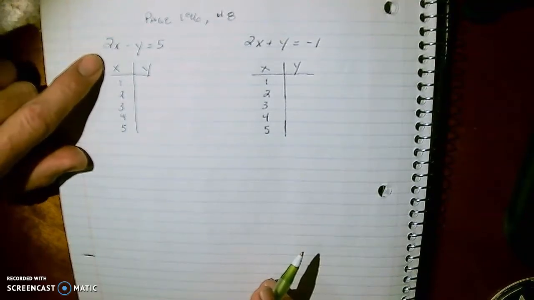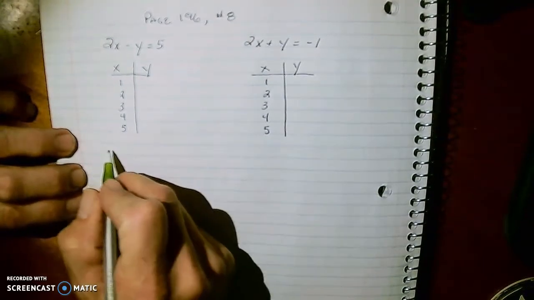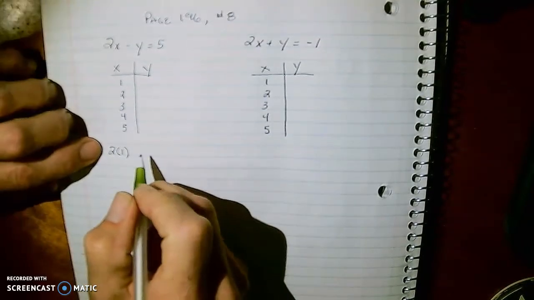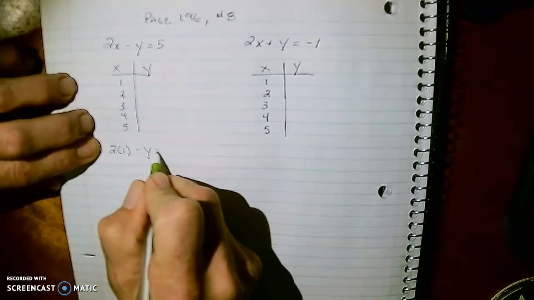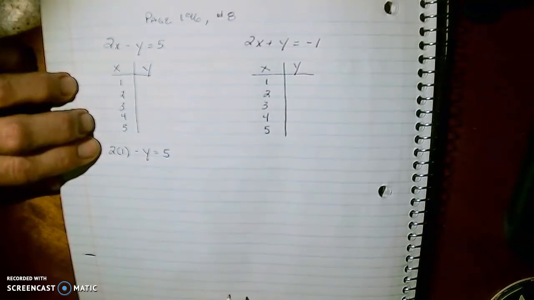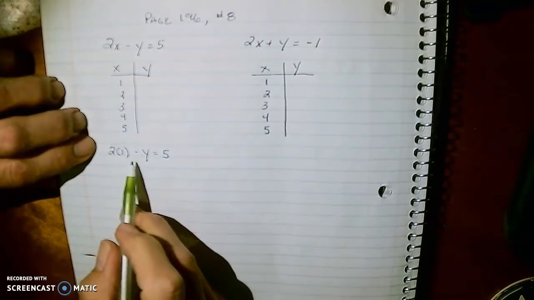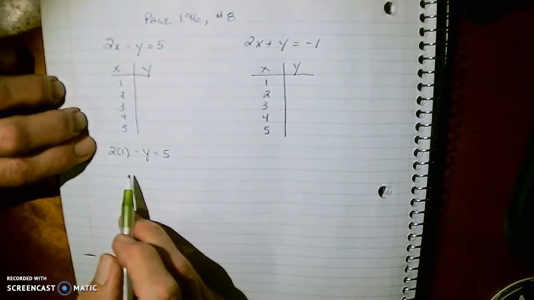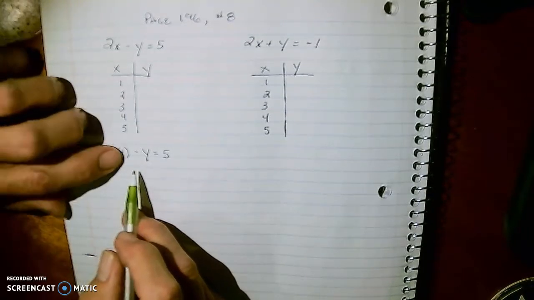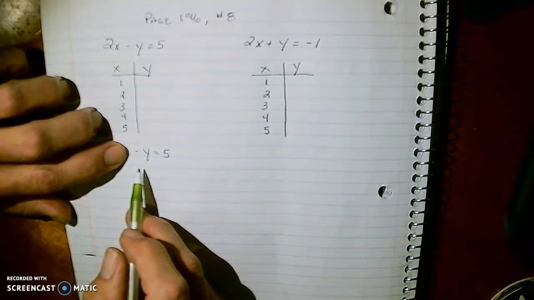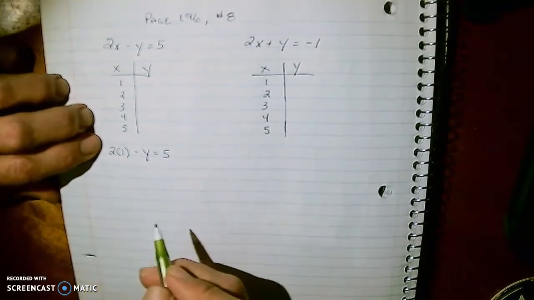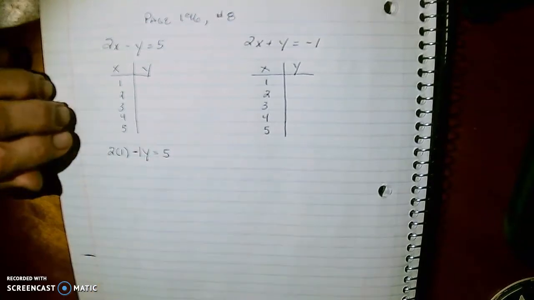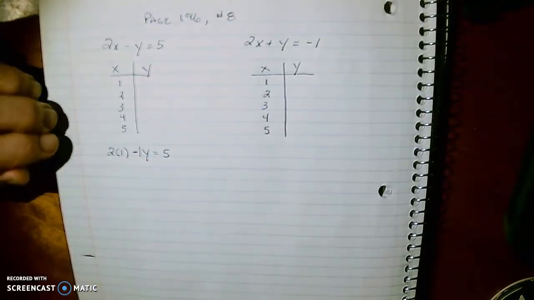So if I put in 1 for x, 2 times 1 minus y equals 5, I have to figure out what y makes this true. If you need to during the solution of these equations, please remember that the number in front of y right now is understood to be a 1. So I'm going to put that in there just to help us keep track of completing this problem.